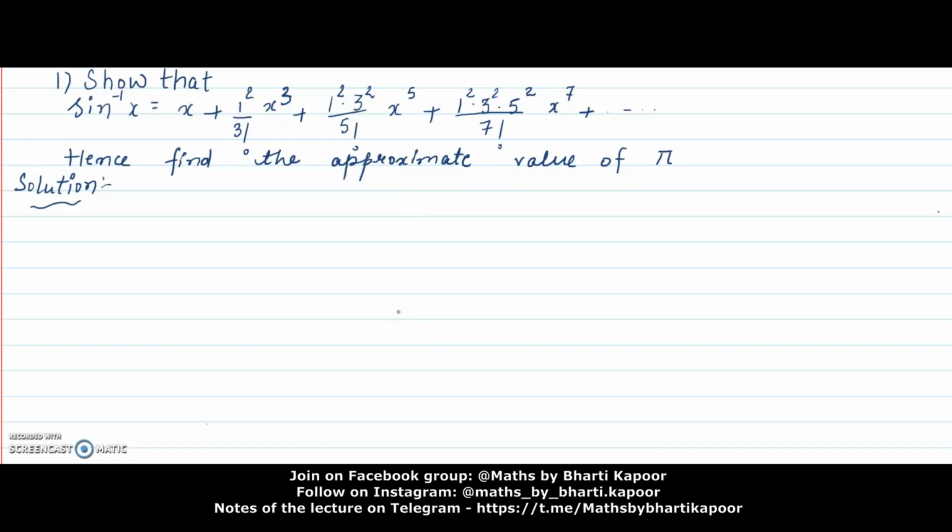Hi everyone. In this video we will solve some questions based on Taylor's and Maclaurin's theorem. The question is, we have to show that sin inverse x is equal to x plus x cube into 1 square upon 3 factorial plus 1 square into 3 square upon 5 factorial into x raised to power 5 plus 1 square into 3 square into 5 square upon 7 factorial into x raised to power 7 plus so on up to infinity, and then we will find the approximate value of pi.